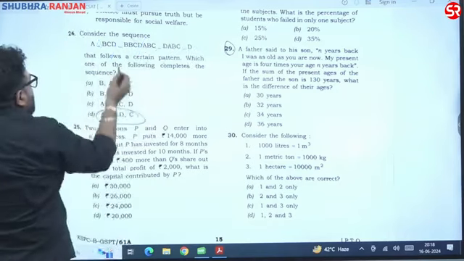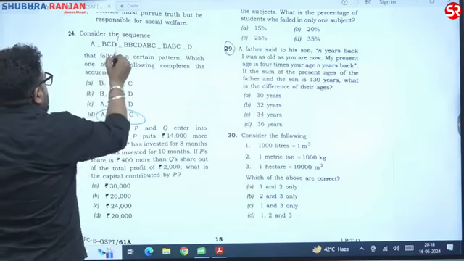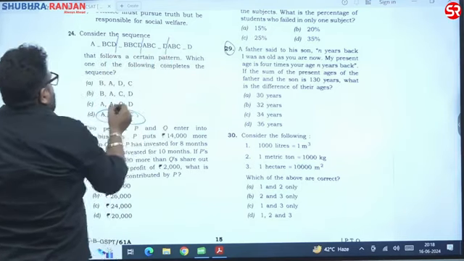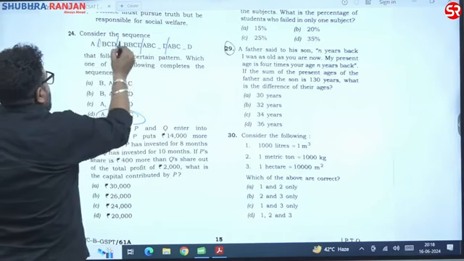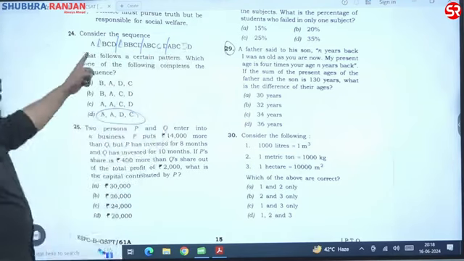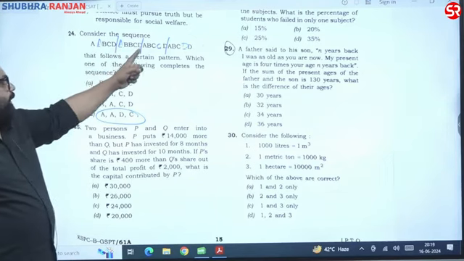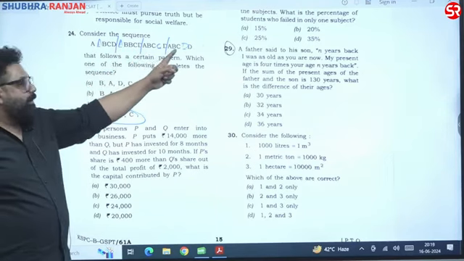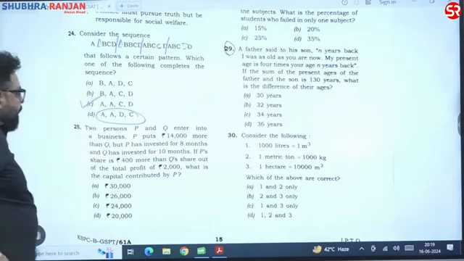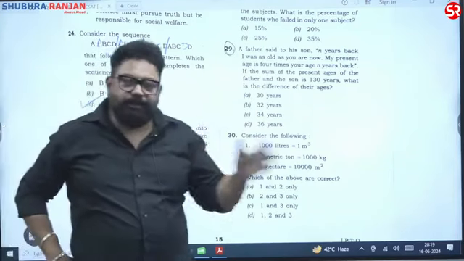Option number C. 1, 2, 3. Let's see. A, B, C, D. Now listen to this. A, B, C, D, A, B, B, C, D, A, B, C, C, D, A, B, C, D, D. So yes, this is the answer. Option number C is going. So we are easily able to sort it out, right?